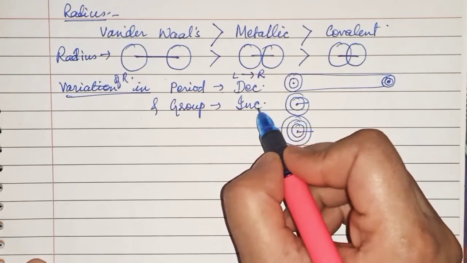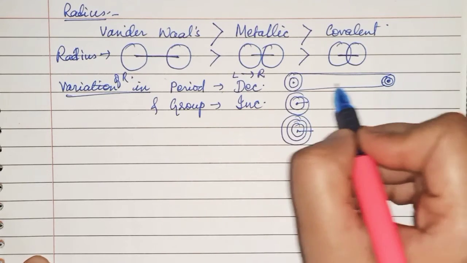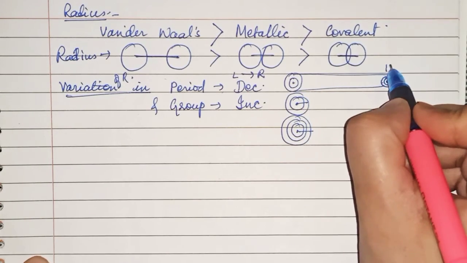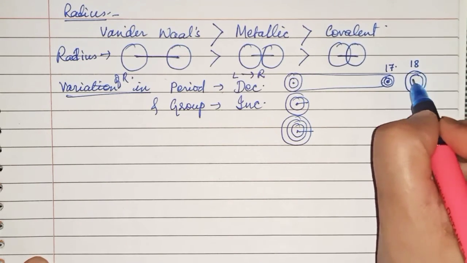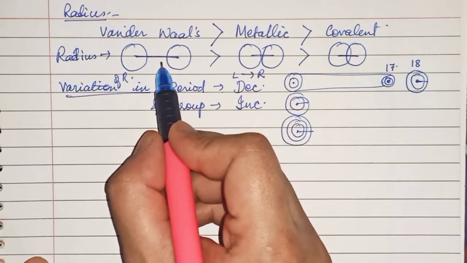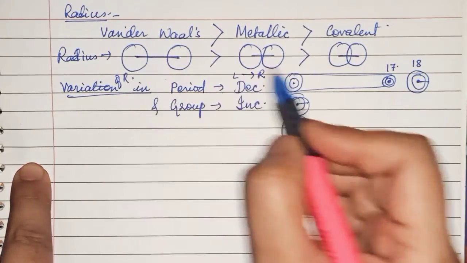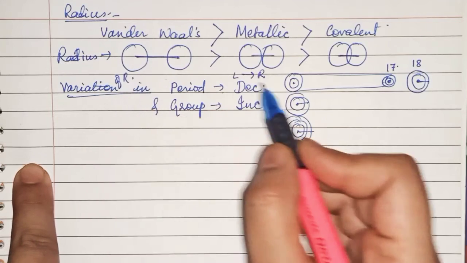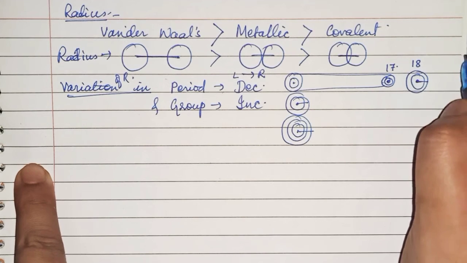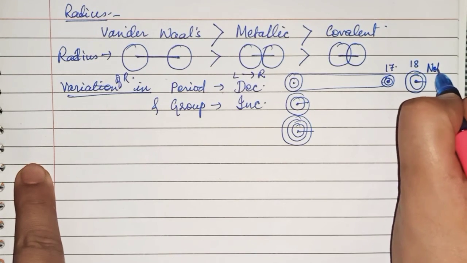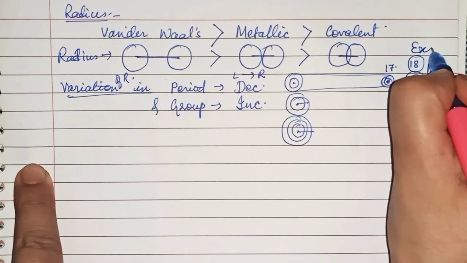Okay, but here an exception is also there. When you are moving in a period from left to right, this decrease of the size will be up to group number 17. But in group number 18, there is a sudden increase in the size. Why is there a sudden increase? See here, because Van der Waals radius is there, and this Van der Waals radius is for noble gases. So this radius will be more. So here there will be an increase in the size of the atom for noble gases, or group number 18. This is an exception.